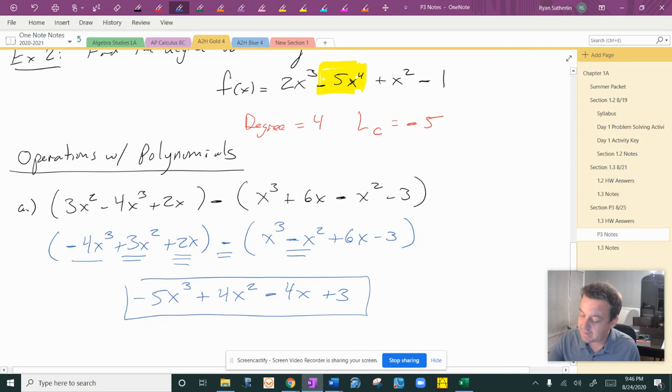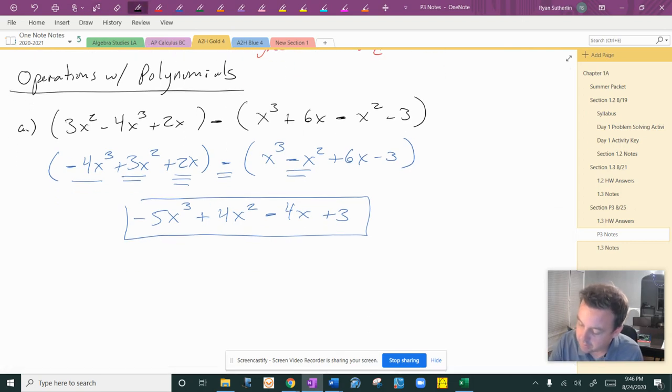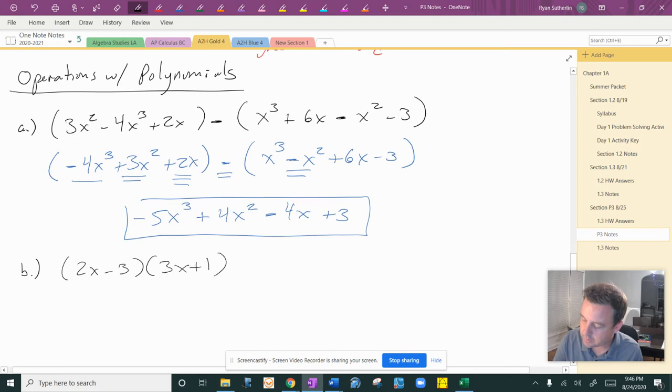So we can add and subtract, and then multiplying. You've multiplied binomials for a while. So if we just start with a binomial, you've done this before. 2x minus 3 times 3x plus 1. Maybe you used an area model. Maybe you used the word FOIL. I just like to talk about distributing.